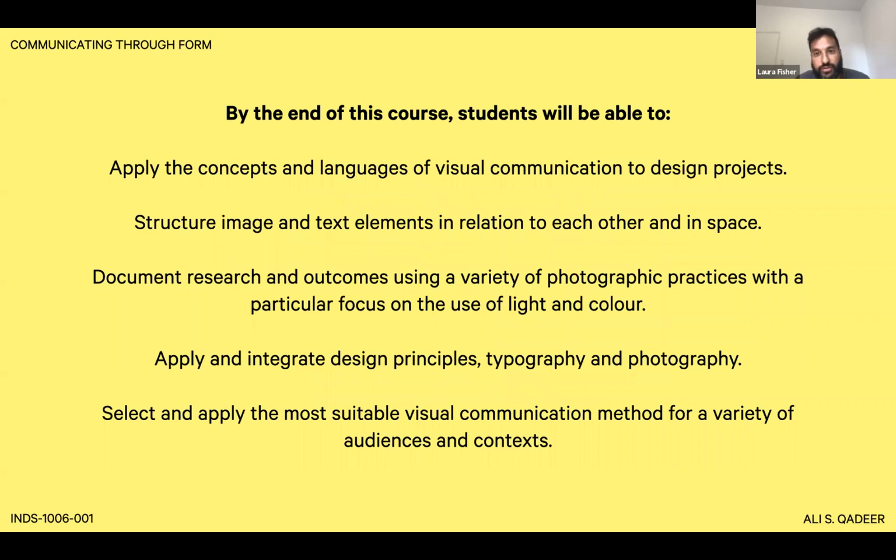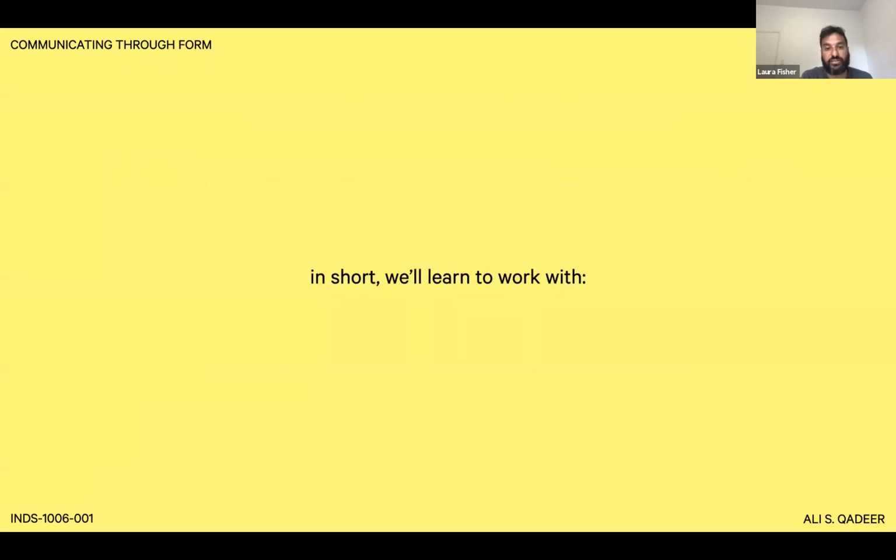By the end of this course, students will be able to apply concepts and languages of visual communication to design projects, structure image and text elements in relation to each other and in space, document and research outcomes using a variety of photographic practices with a particular focus on the use of light and color, apply and integrate design principles, typography, and photography, and select and apply the most suitable visual communication method for a variety of audiences and contexts.